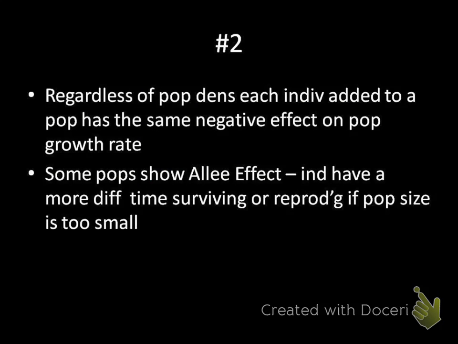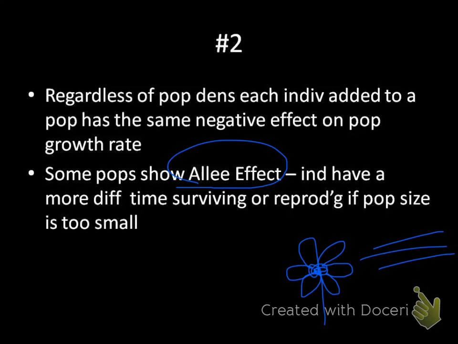Assumption number 2 is that regardless of population density, each individual added to a population has the same negative effect on the population growth rate. But we have something called the Allee effect, named after Dr. Allee. And this is where some individuals will have more difficult time surviving or reproducing if the population size is too small. The example in the book is if you have a little flower or plant. If you have a plant in a very windy area, it's not going to survive as well as it would if there were lots of other plants helping to block that wind.